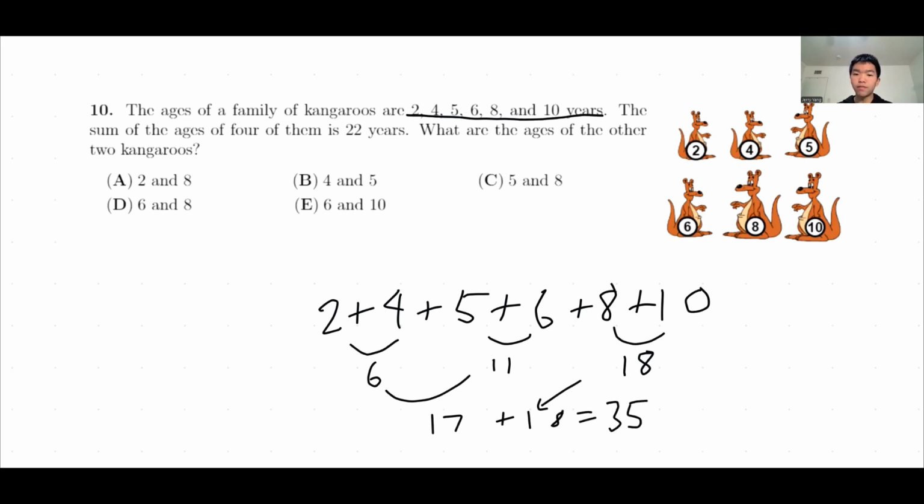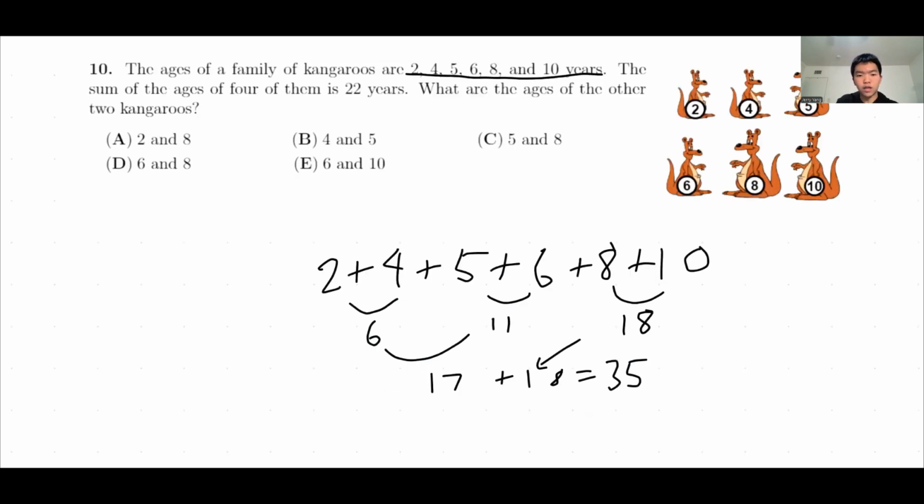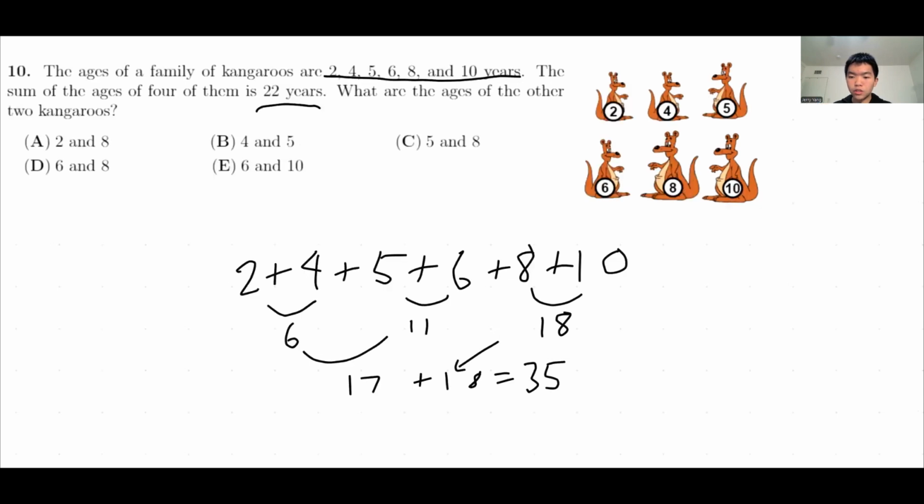But now we got to figure out what the ages are of the other 2 kangaroos that are not part of the 22 years. So what we need to do is 35 minus 22, which equals 13. So we know the sum of the other 2 ages has to be 13, and we can judge all of our answer choices based off of that.